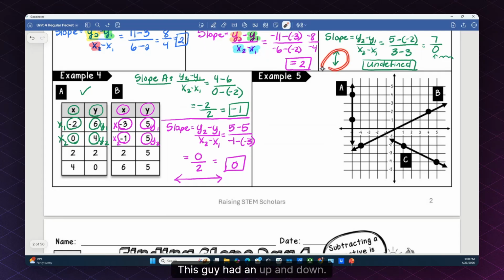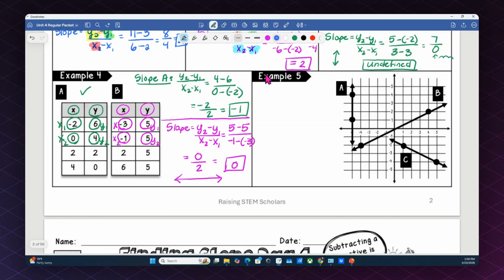This guy had an up and down. This guy had a horizontal. This guy had a 0 in the denominator. This one had a 0 in the numerator. All right, let's look at it with a graph. Okay, I want you to see this right away. We've got an up and down line. Okay, well, let's count this and let's just see what the deal is.